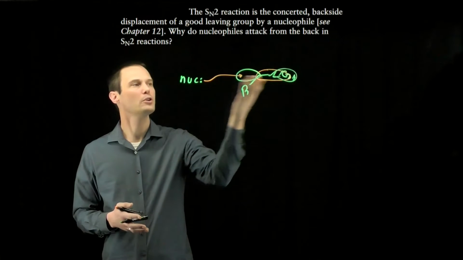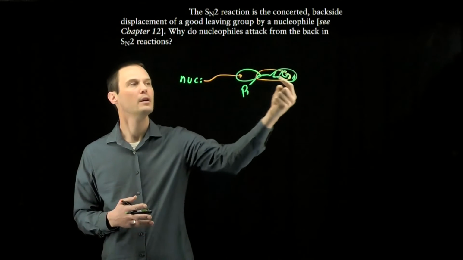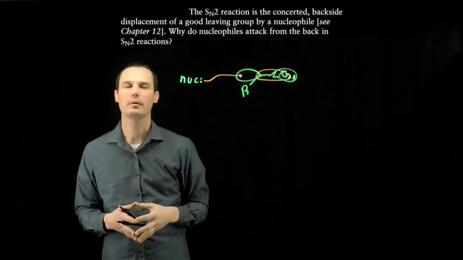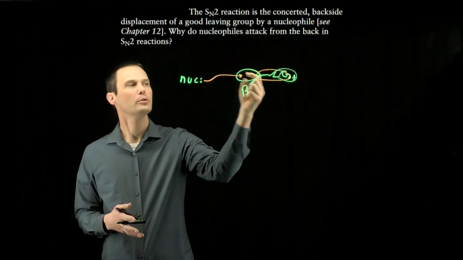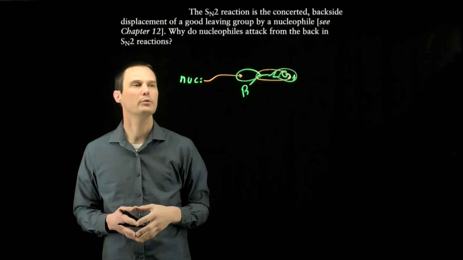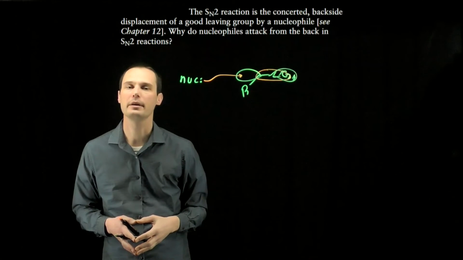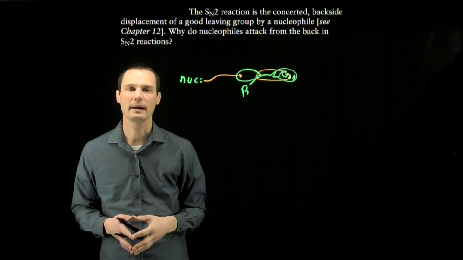That sigma star orbital is collinear with the carbon leaving group bond, but 180 degrees opposed from the carbon leaving group bond. Because this orbital is 180 degrees opposed to the carbon leaving group bond, the nucleophile must attack 180 degrees from the leaving group in this concerted backside orientation.